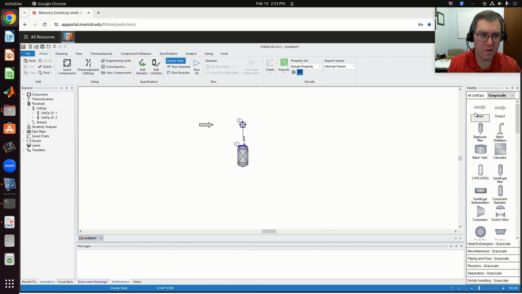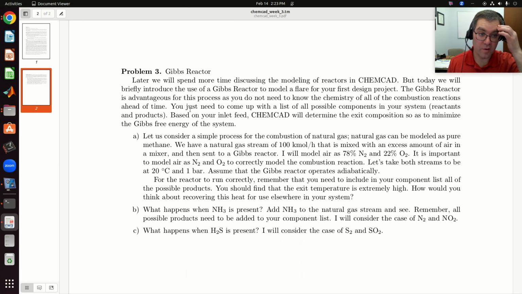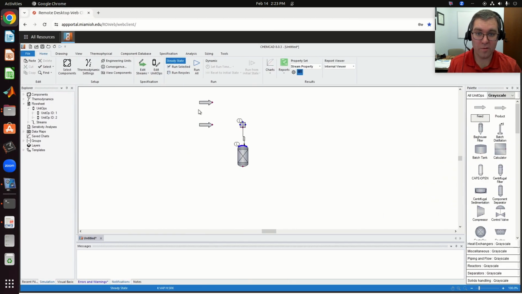One's going to be my natural gas, and the other will be air. Okay, and we're going to have 100 kilomoles per hour of natural gas at 20 degrees C in 1 bar. So connect that. We'll connect this, and I'm going to put one product stream down here.